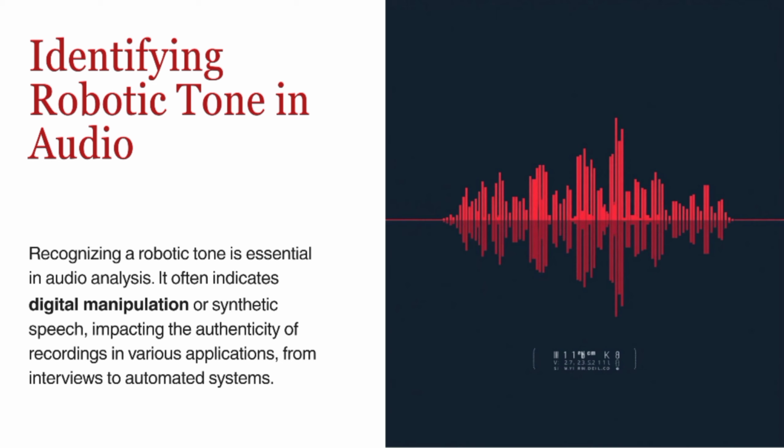Identifying robotic tone in audio. A robotic tone is one of the most common indicators of synthetic or heavily edited audio. This type of voice often sounds overly smooth, emotionless, or mechanically consistent. When speech lacks natural variation, it may suggest the use of text-to-speech tools or digital manipulation.